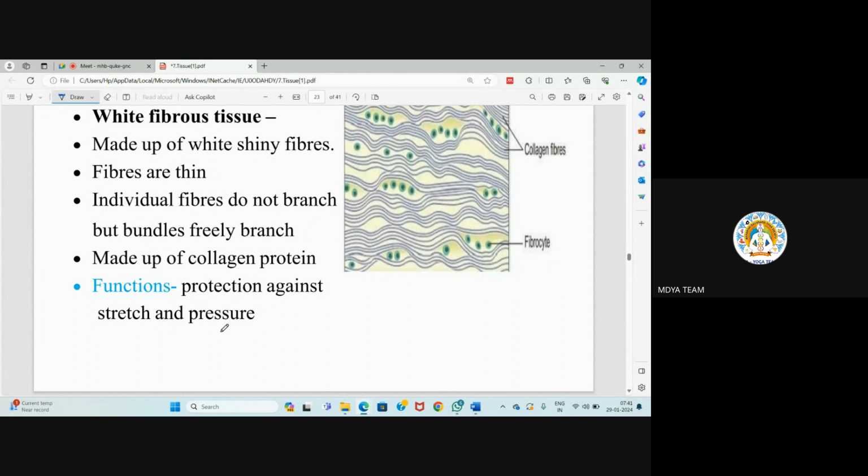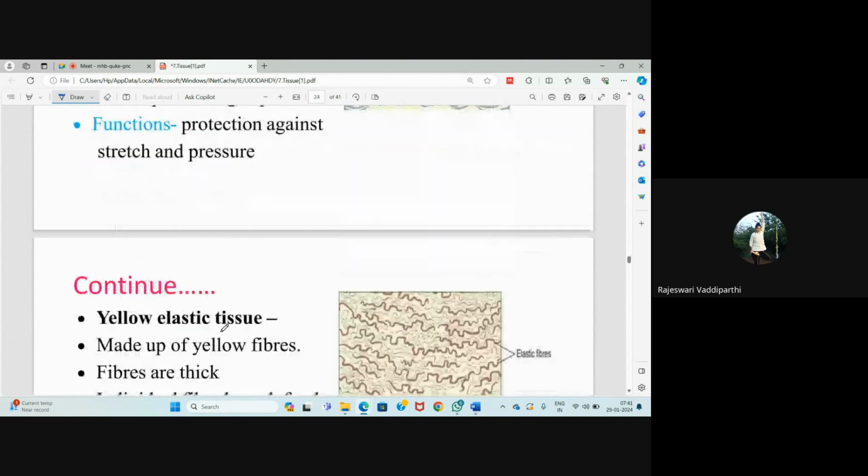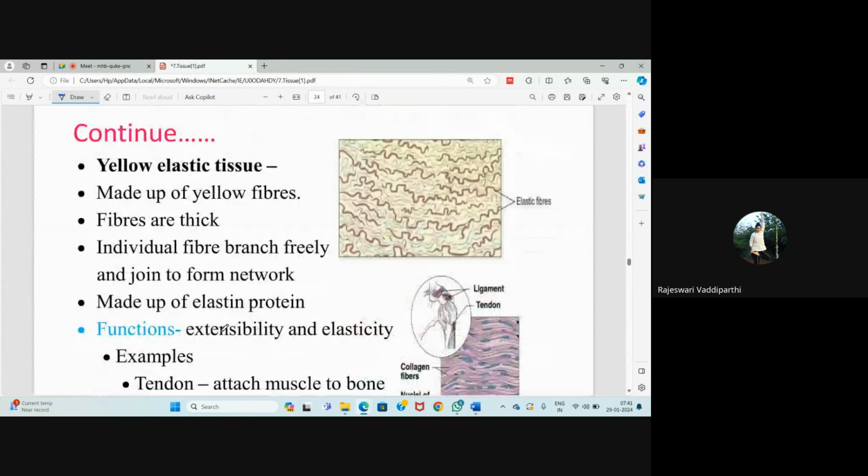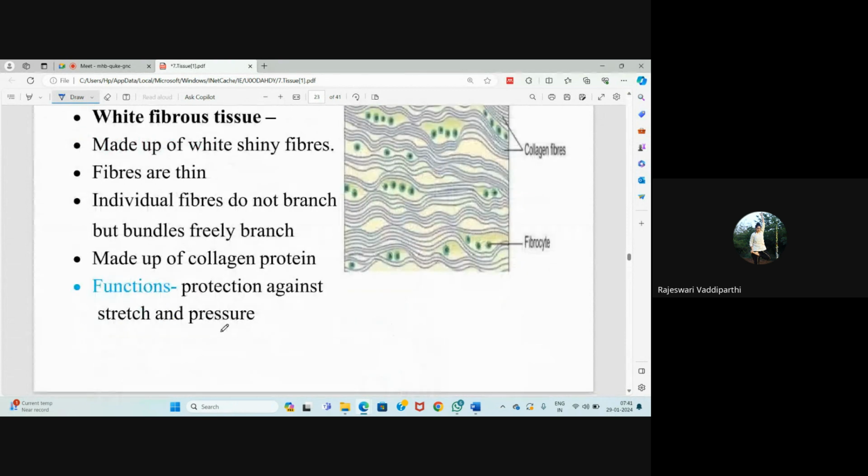Ma'am, can you briefly explain what is collagen protein? Collagen protein, how will I explain? It's a type of protein with, let me try. How will I explain it?